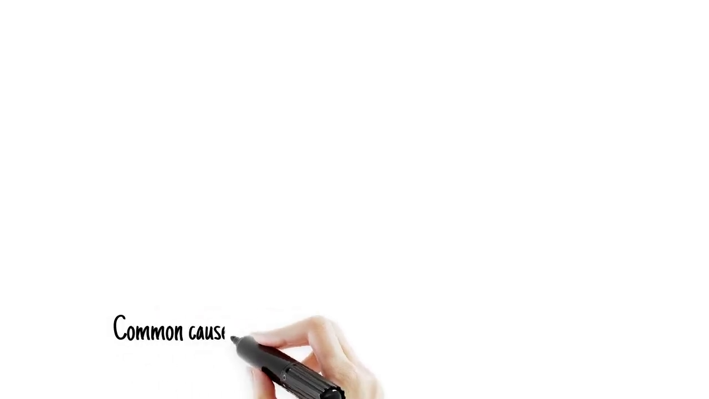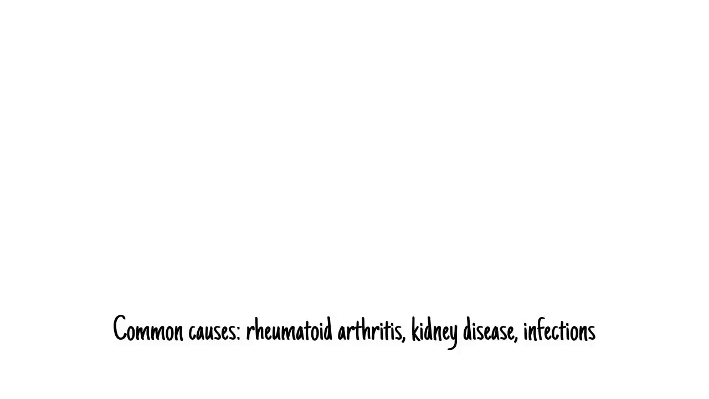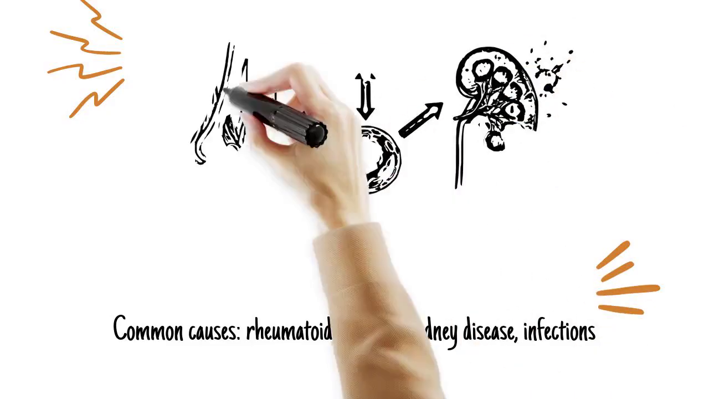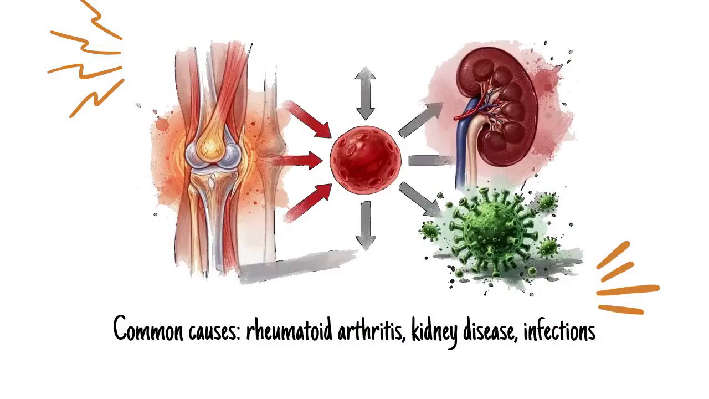The chronic conditions most commonly responsible for this type of anemia include rheumatoid arthritis, chronic kidney disease, and persistent infections. In each of these, the sustained inflammatory state drives the pathological iron sequestration and marrow suppression that define the syndrome.